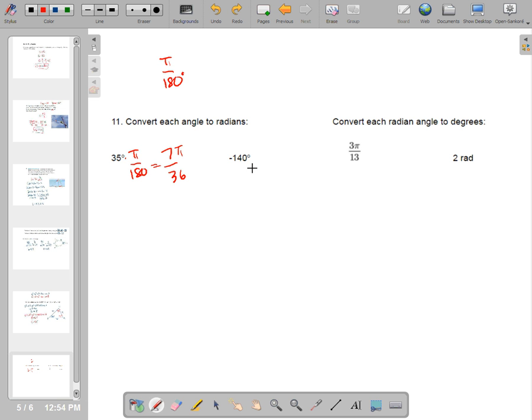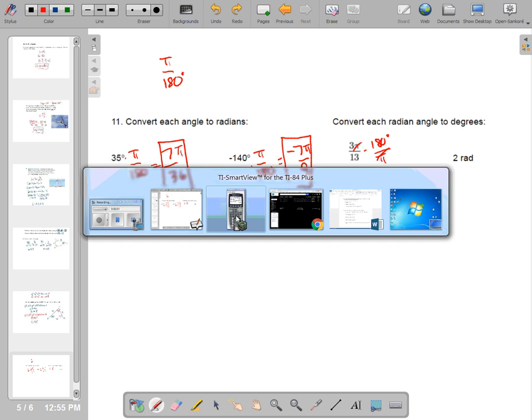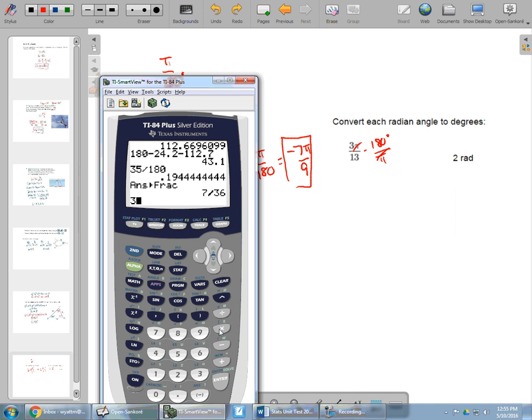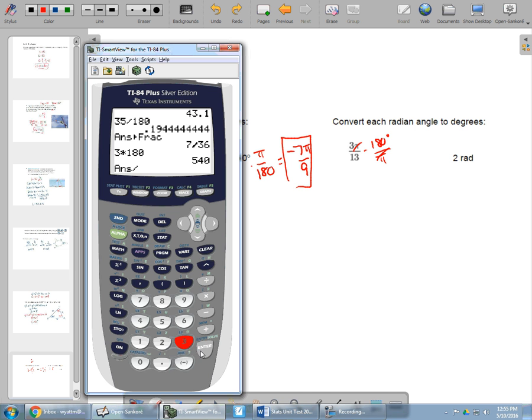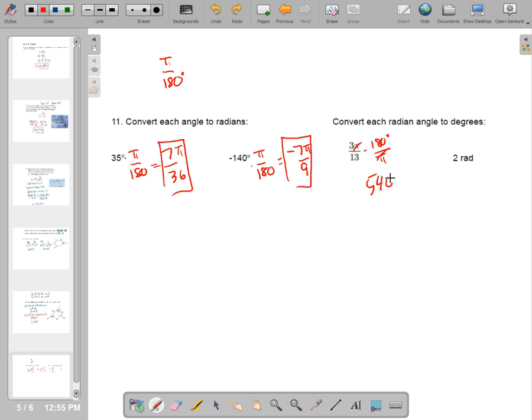You can do the same thing here, multiply by pi over 180, but 140 over 180 is 7 over 9, so this is negative 7 pi over 9. So 7 pi over 36 is 35 degrees, and negative 7 pi over 9 is negative 140 degrees. If I want to go the other way, you just flip the fraction. So now this is 180 over pi. So the pi will cancel out, and now you have 3 times 180 divided by 13, which is not going to reduce, so it's going to be 540 over 13.